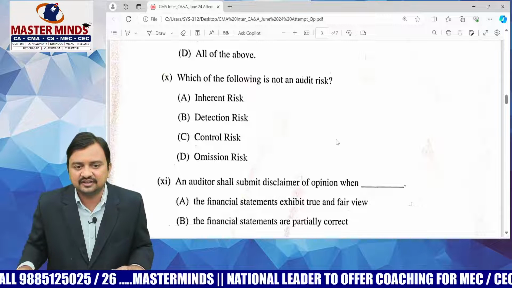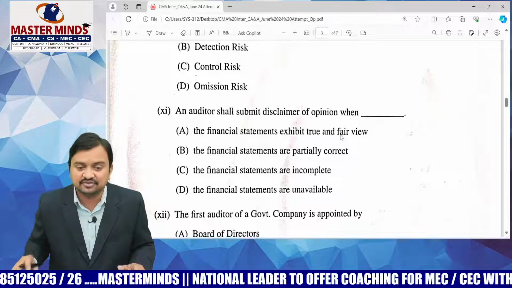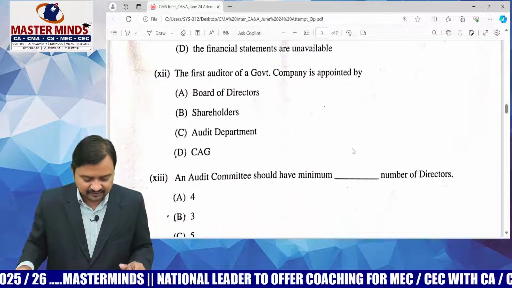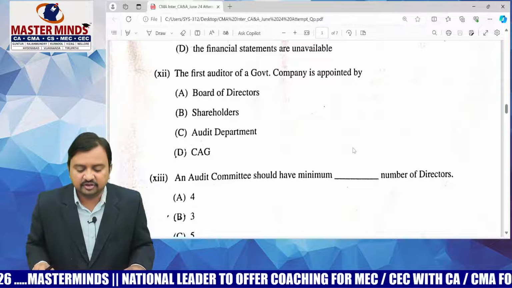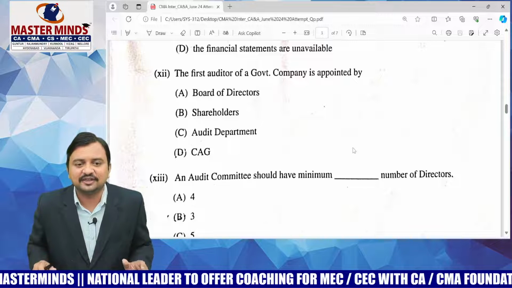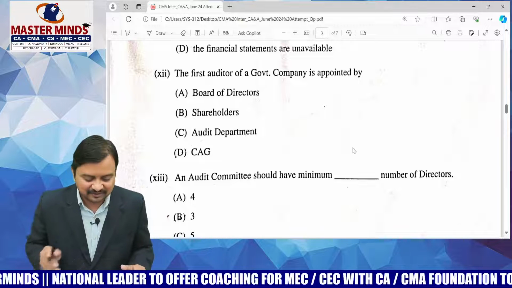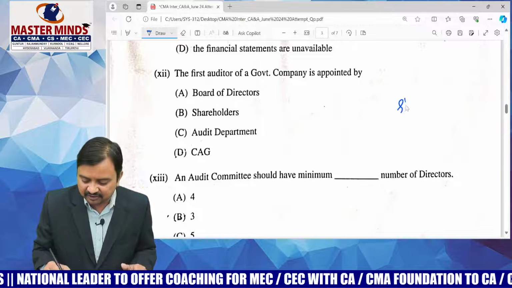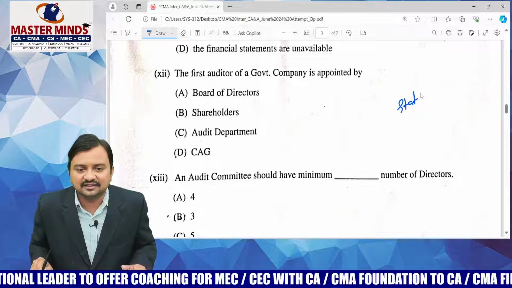First three come under audit risk, then obviously omission risk is not an audit risk, sir. Then they are asking: the first auditor of a government company is appointed by. So normally this is from the company audit chapter. This question is from the statutory auditor, that is, company auditor questions.